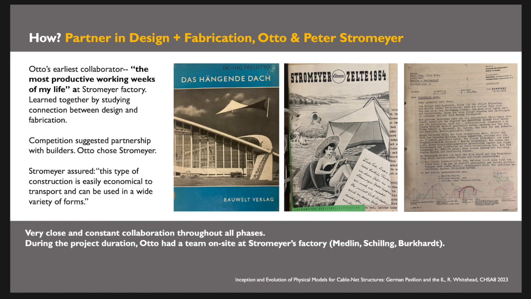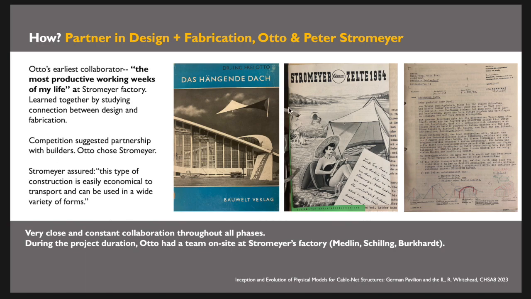So this competition suggested, of course, that each design team have a partnership with the builder. So it was obvious that Otto would choose Strohmeyer, and Strohmeyer assured Otto that they could do it based on what he had thought he was doing. And he said this type of construction is easily economical to transport and can be used in a wide variety of forms. He told Otto this in a letter.